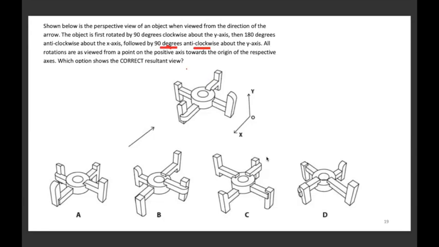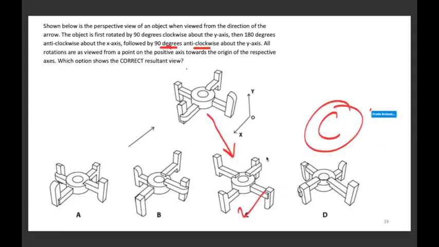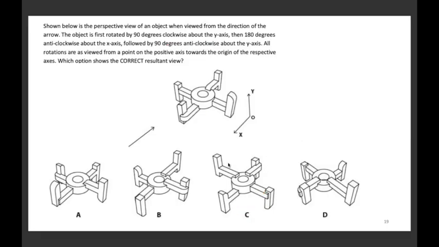So एक ही ऐसा figure है जिसका ये उल्टा वाला version है, 180 degree rotated version है, which is option C. Henceforth, C is the correct answer. Okay, we'll move to the next one.